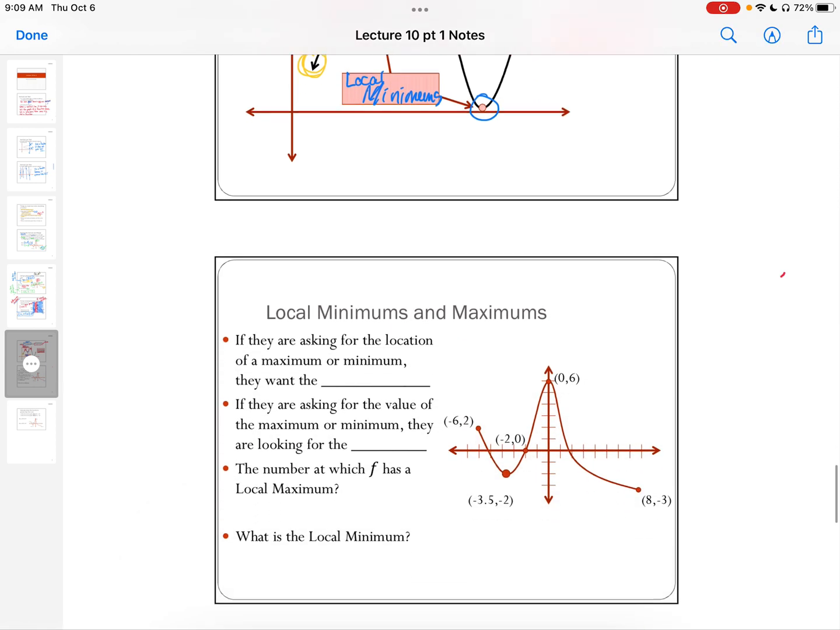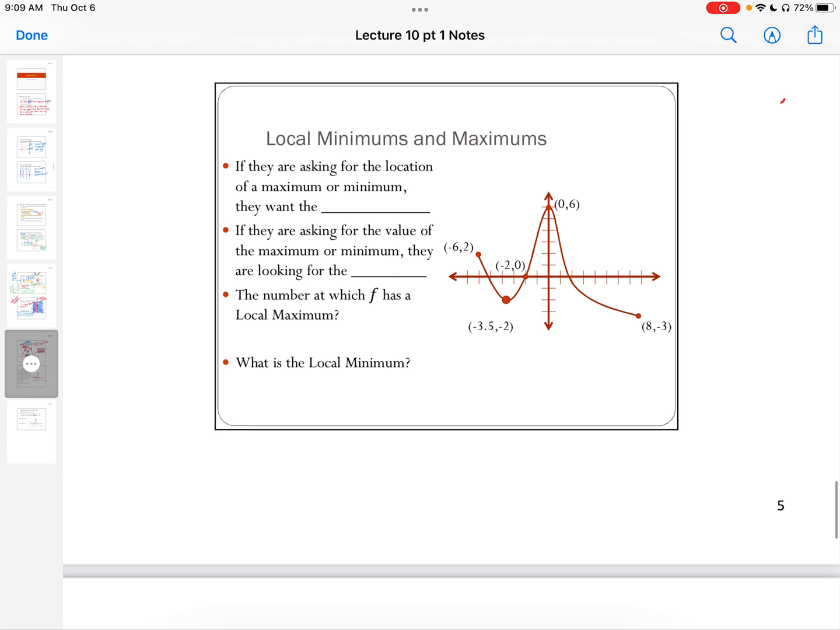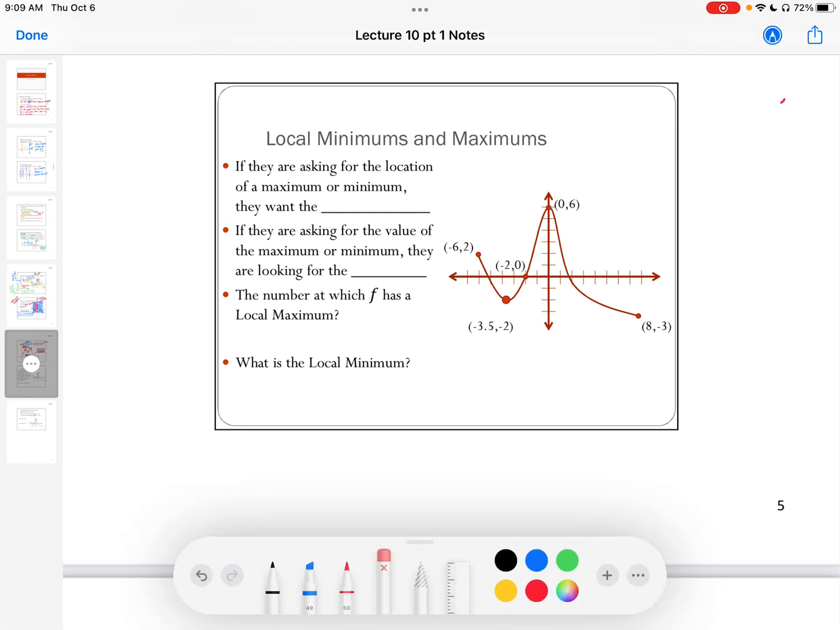Okay, now the types of questions that they are going to ask you. If they're asking for the location of a maximum or minimum, they want to know what is the X value. So when they ask for the location, they want to know what is the X value. Okay, so for example, the way the question will be worded is: the number at which F has a local maximum. The number at which F has a local maximum.